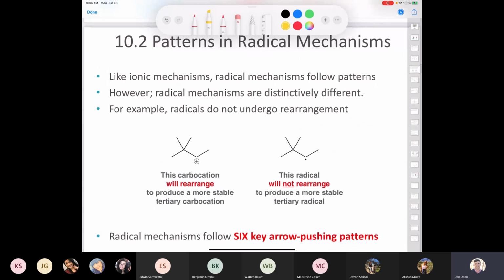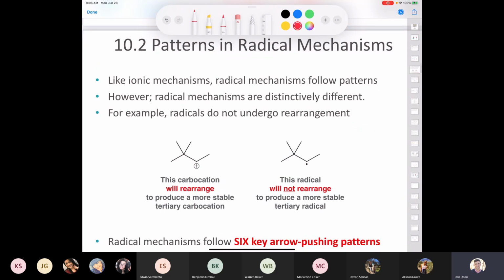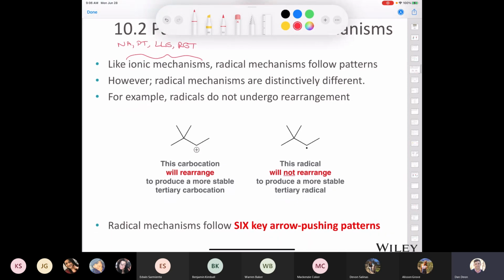So like I told you, we spent a lot of time talking about ionic mechanisms. So we talked about nucleophilic attack, proton transfer, loss of leaving group, carbocation rearrangement, okay? Well, we're going to see patterns in this section too on radical mechanisms. However, they're pretty different, okay? For example, radicals don't undergo any kind of rearrangement, okay?